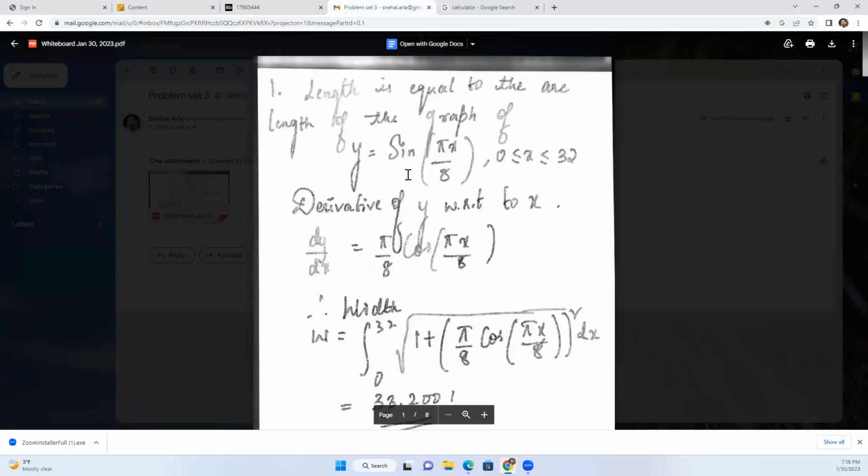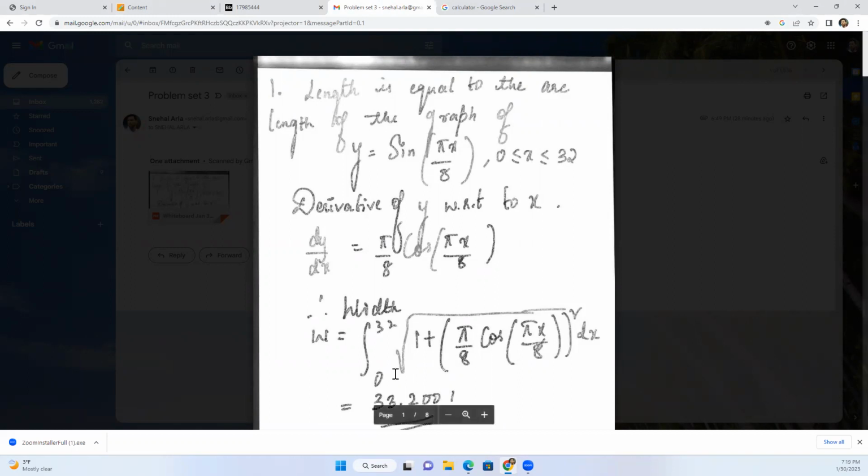I'm not quite sure if this is correct or not, but I tried putting together the best I could, and this is what I wrote. We know that the length is equal to the arc length of the graph y equals sine of pi x over 8, with range 0 less than or equal to x less than or equal to 32. If we differentiate y with respect to x, dy/dx equals pi over 8 cos of pi x over 8.